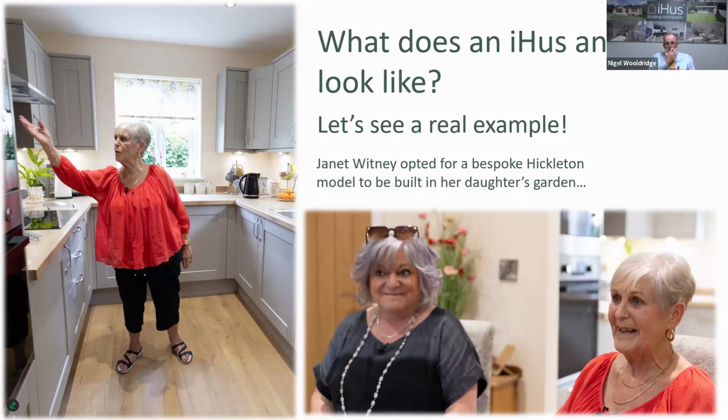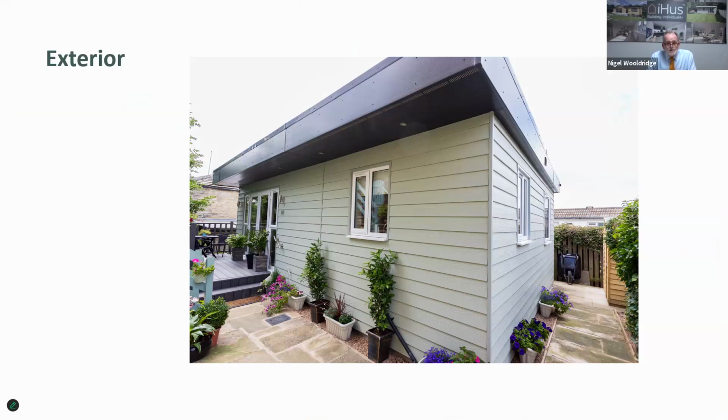Now, in this case, Janet wanted certain dimensions of the build slightly different. She wanted to move the rooms around. And our buildings are totally and utterly bespoke if we go down the route of the classic range. This one is based on the Hickleton model. And if you've downloaded the brochure, you'll see there's one-bedroom and two-bedroom options. And this was built in her daughter's garden.